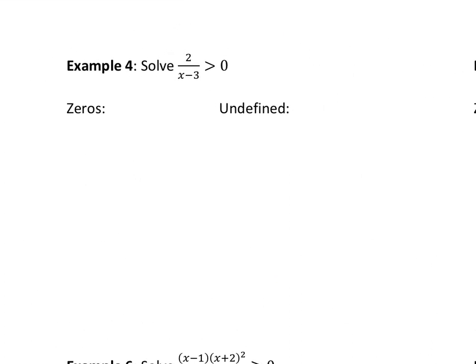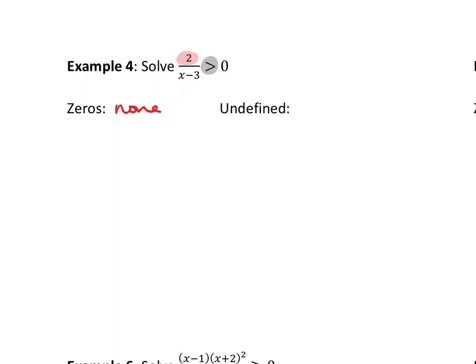All right. Example 4. It says solve 2 over x minus 3 greater than 0. We take into account the greater than 0. We just got to make sure we're answering the right question by the end. What are the zeros of this function? Well, we find the zeros by setting the numerator equal to 0. Does 2 ever equal 0? No. So does this have zeros? So we would say none, or NA, not available. There are no zeros for this graph.